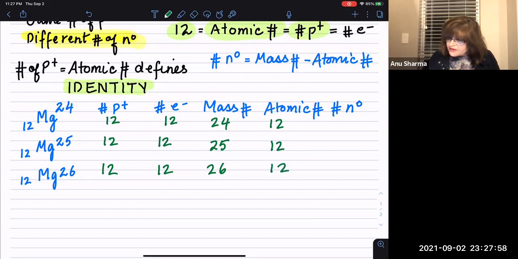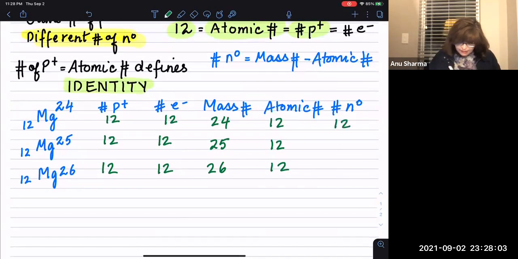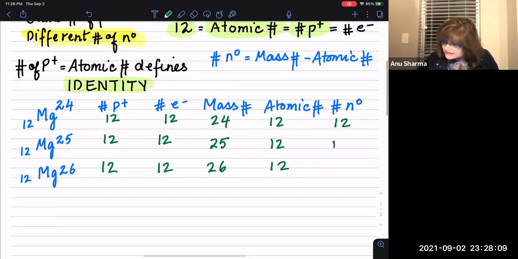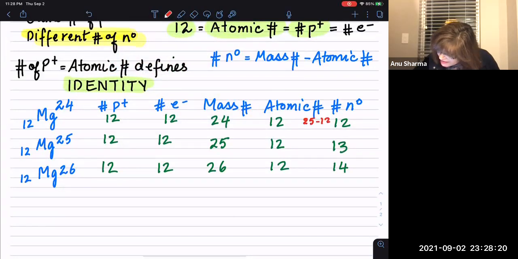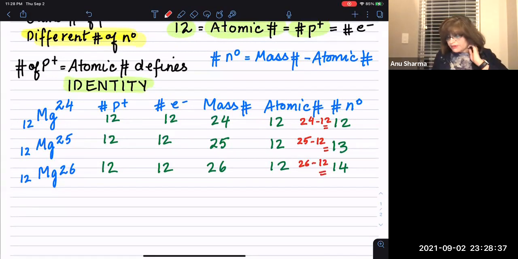So how many neutrons? 24 minus 12 is 12. The number of neutrons in the other one is 13, because 25 minus 12 is 13, and 26 minus 12 is 14. So this is how you get the number of neutrons.